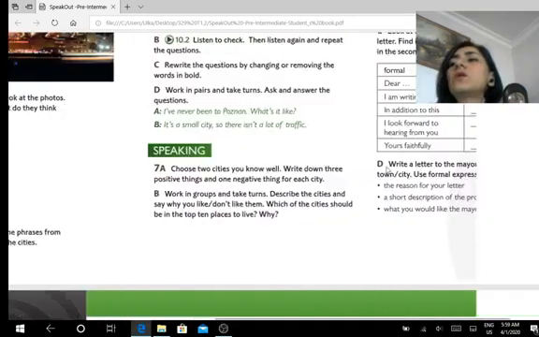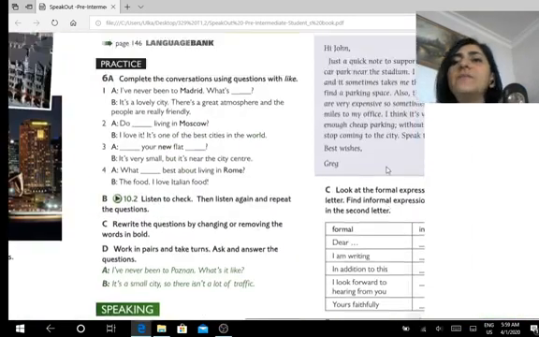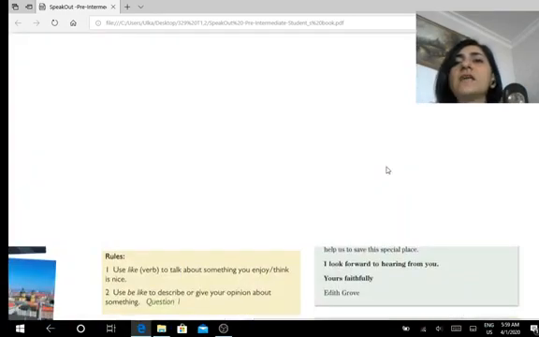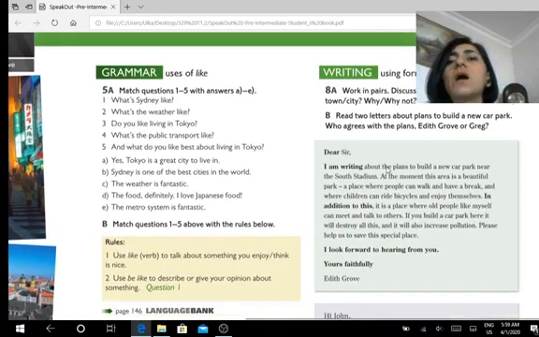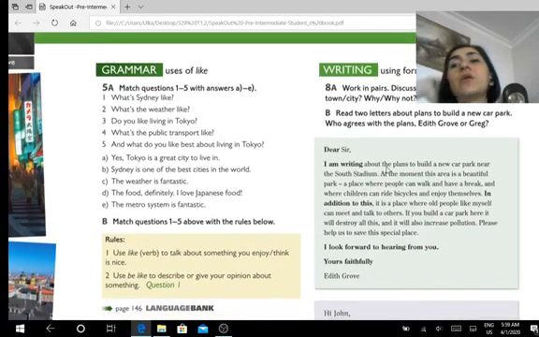Then we'll go to page 99. Exercise 5. By the way, this is the grammar part. Usually we don't touch grammar because our subject is related to listening and speaking, as you know. But there are some structures we sometimes go over because we need them for our discussions. In our discussions, we use the structures to give our opinion.